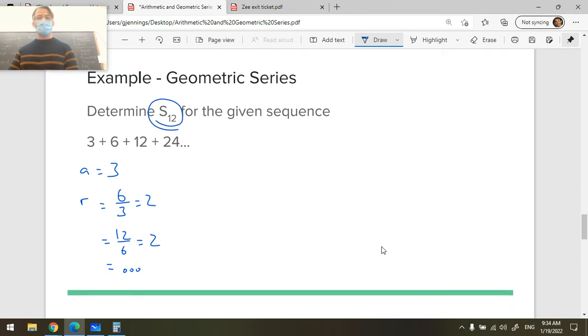So let's apply the math of geometric sequence. Geometric sequence, the formula looks like this. S of n is equal to the first term, a, multiplied by 1 plus r raised to the n, all divided by 1 minus r to the n. No, it's not 1 plus, Mr. Jennings. 1 minus r to the n, all divided by 1 minus r.